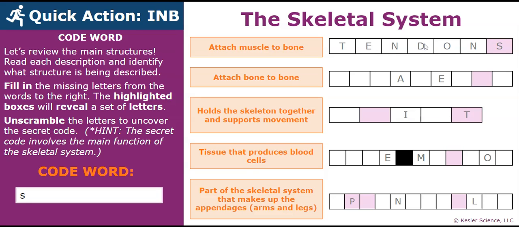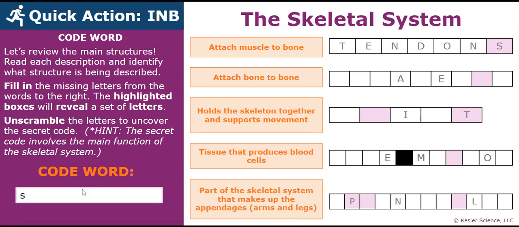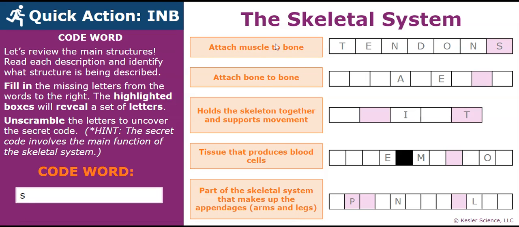On yours, the E and D are already there. So you would add the other letters. And then what you'll do is in these boxes that are shaded purple, you're going to take all of those letters once you're finished filling them in and type them in this code word box. And at first, they're going to look like nonsense because you have to unscramble them to solve the code word. So, the most important part is for you to look at the definitions and figure out what the word is and type that word into the box.